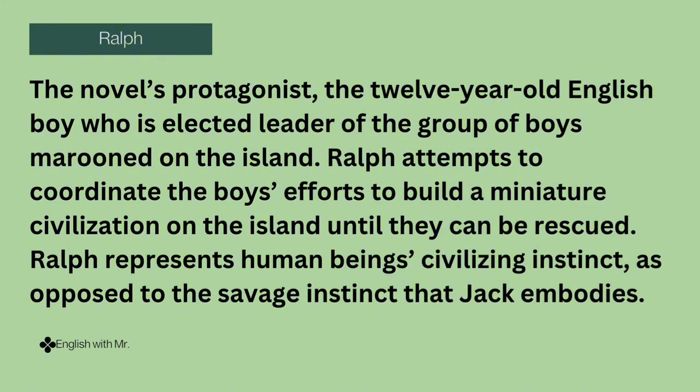The 12-year-old English boy, Ralph, who is elected leader of the group of boys marooned on the island, attempts to coordinate the boys' efforts to build a miniature civilization on the island until they can be rescued. Ralph represents a human being's civilizing instinct as opposed to the savage instinct that Jack embodies.